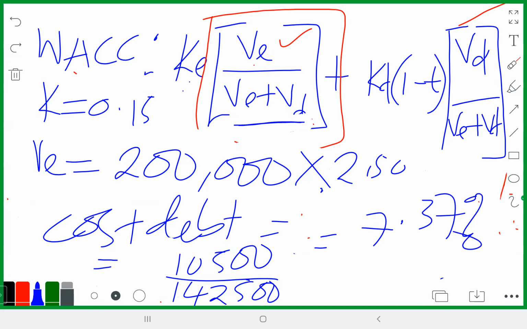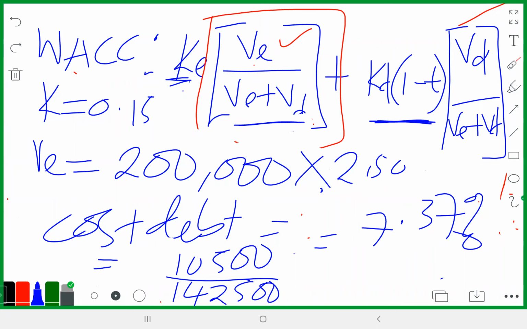So we have found the cost of debt after taxes, which is this part. We're also given this one. We need to find this one. We can just calculate the value of equity divided by the value of equity plus the value of debt. We already have those figures. You can just calculate.